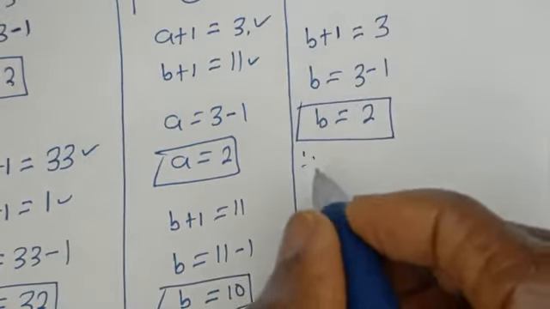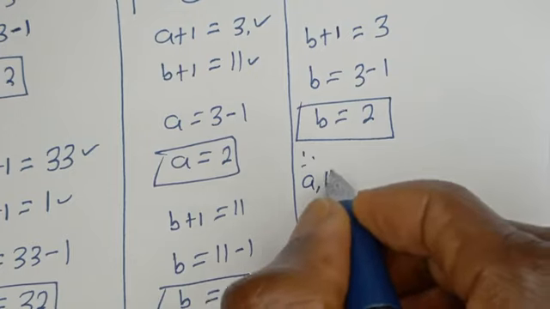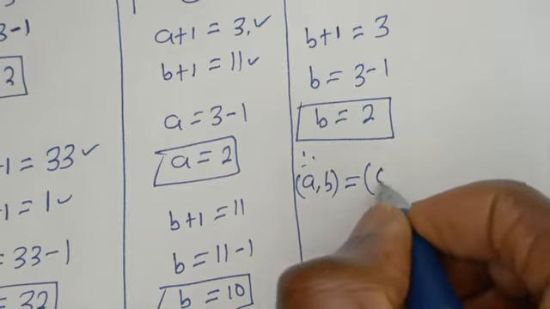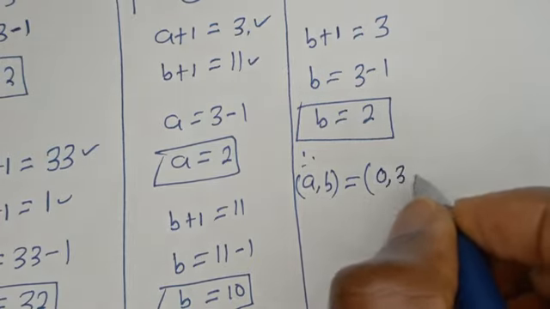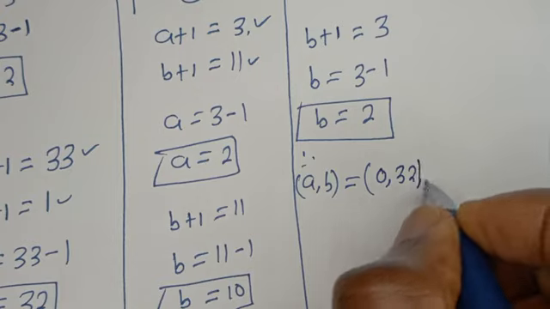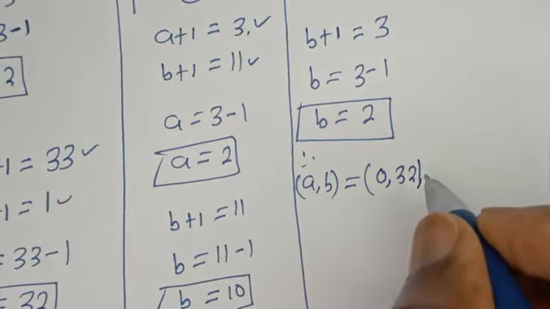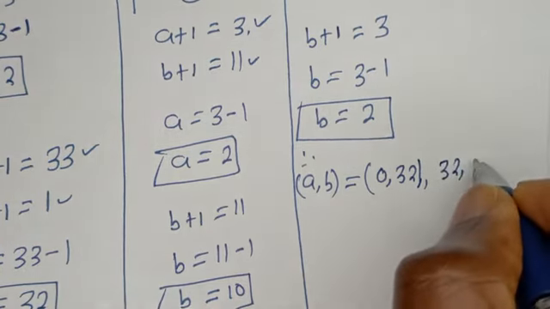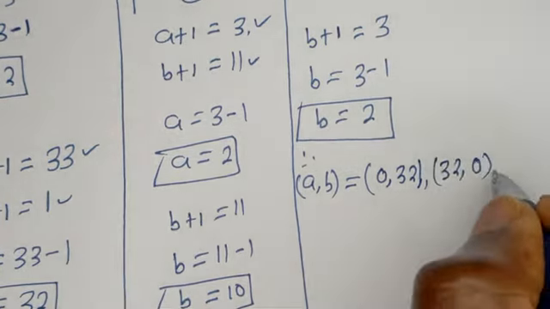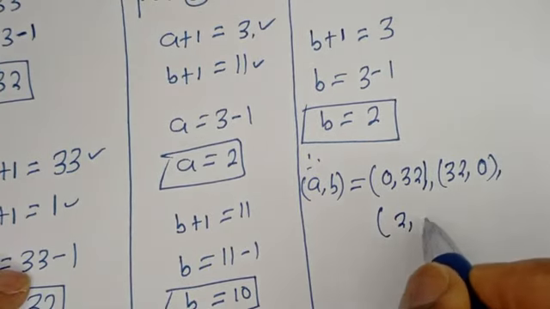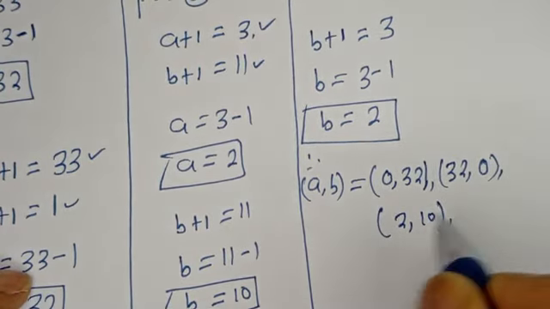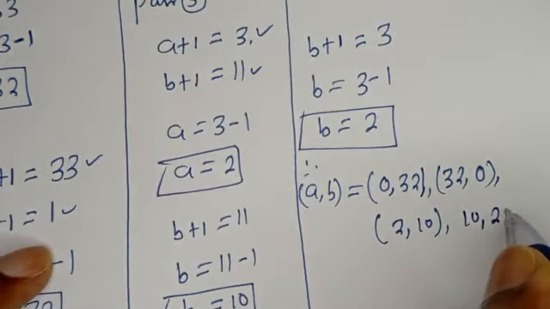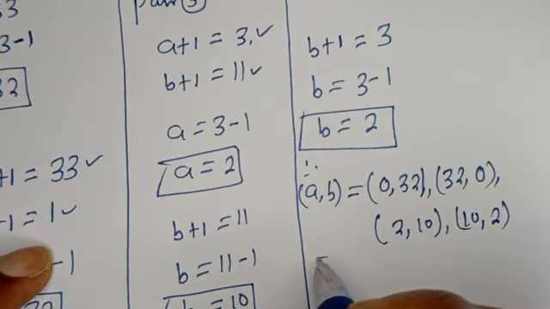Therefore, our final answers are (a, b) is equal to, the first one, we have 0, 32. Then the second pair, we have 32, 0. The third pair, we have 2, 10. And then the last pair, we have 10, 2. These are the final answers.